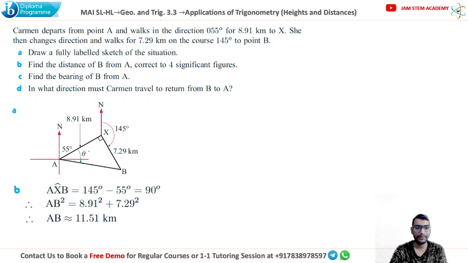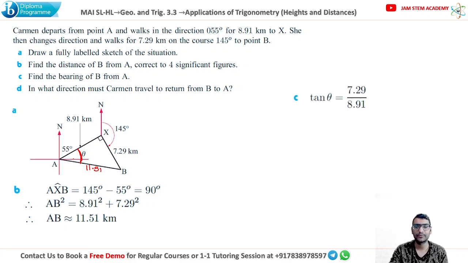So AB squared comes out as 8.91 squared plus 7.92 squared. From here, AB comes out as 11.51. Now we have the value of AB, 11.51. Means we have all three side lengths and we have one right angle. So we can easily find now the value of theta here. You can use any relation, sine theta, cosine theta, tangent theta. It's a right angle triangle, right?